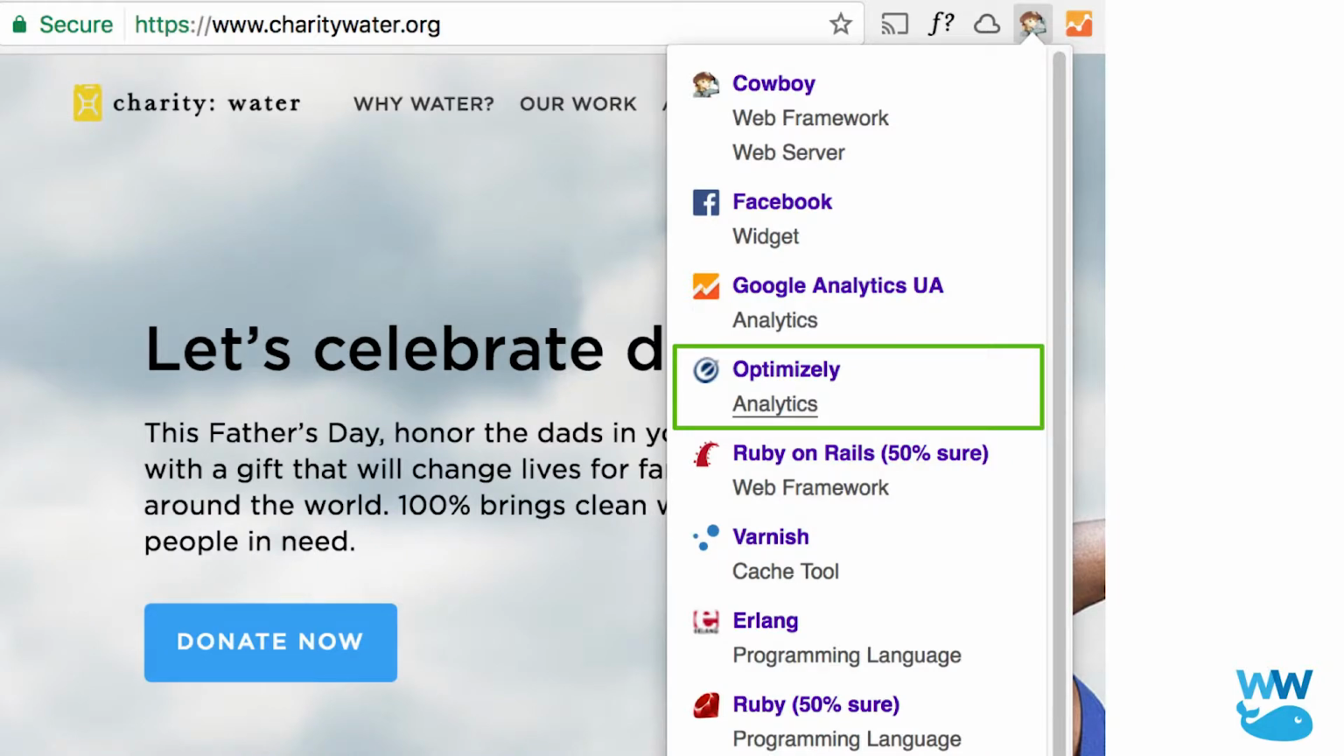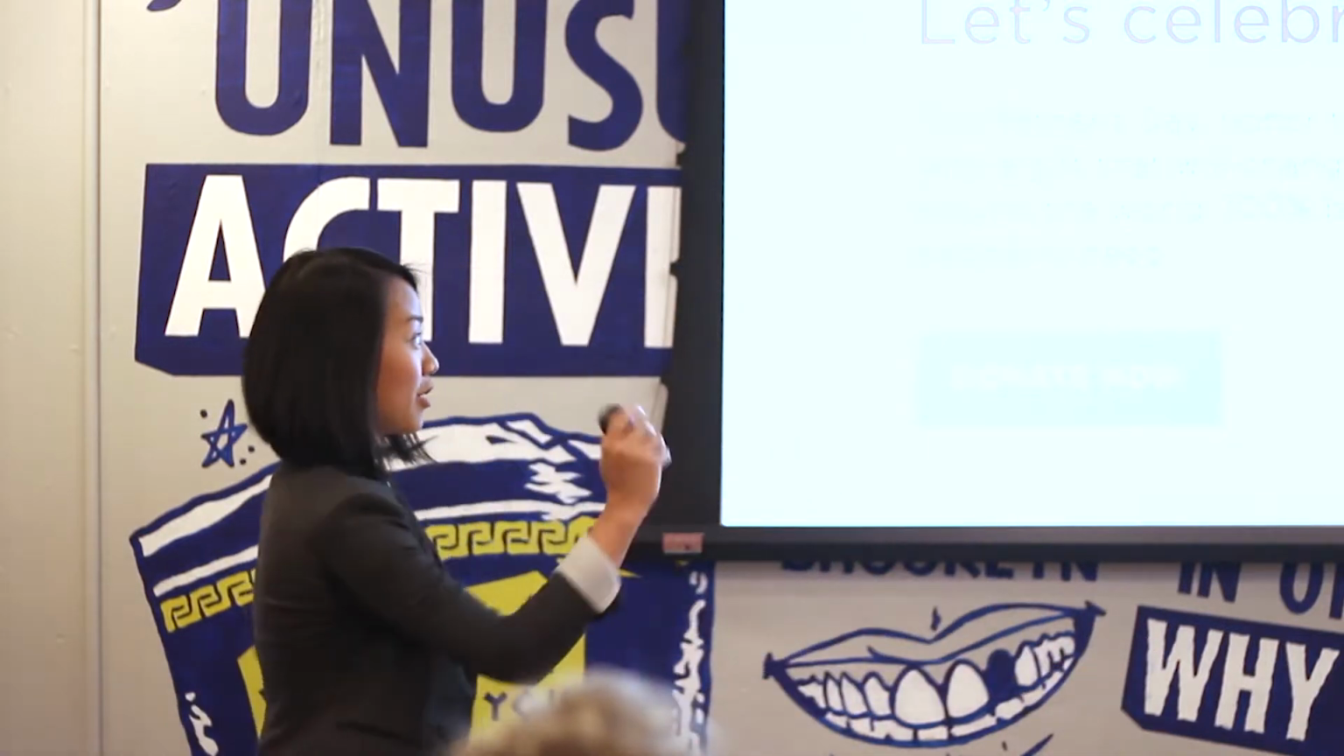And then the site that makes all designers cry because they set the bar so high. Like, I want a site just like Cherry Water. They're also running Optimizely.